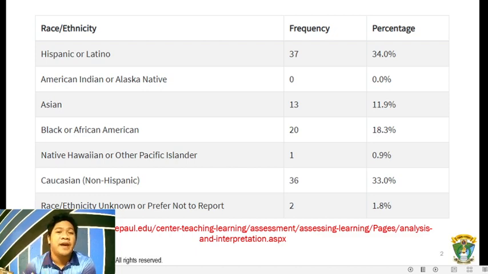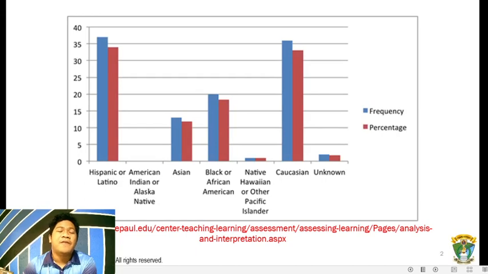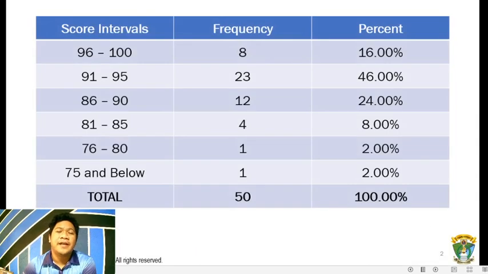So as you can see, we have here race or ethnicity, and then we have the frequency or percentage. Now, that tabular presentation can be partnered with a graphical presentation, which is a bar graph. Here is another example of a tabular presentation of assessment results. You can see here that there are score intervals from 96 to 100, 91 to 95. I guess this is very easy to interpret or to discuss the results because it's very obvious.